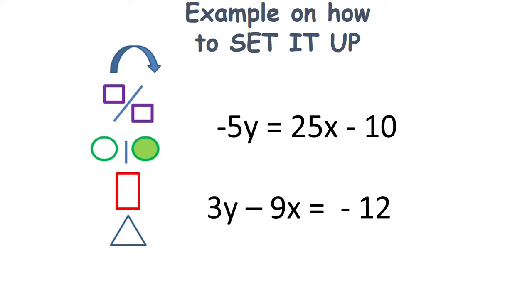Like this one. So we have negative 5y equals 25x minus 10. And on the second equation, we have 3y minus 9x equals negative 12. Okay, so the first equation. Whenever we have both x and y in the problem, we're always going to solve for y. So my rectangle is going to be whatever number's in front of y, its coefficient. So on the first equation, the negative 5 is the rectangle.